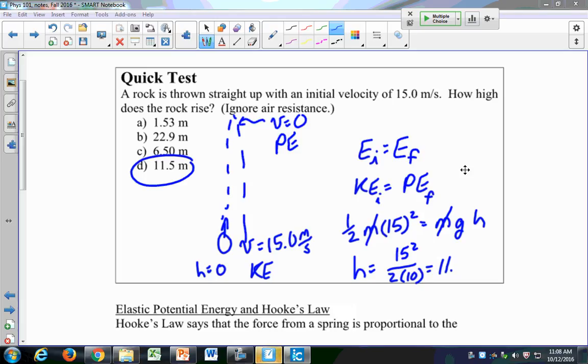I would expect a couple problems like this on the test, where I'm asking you the speed or the height at particular points. There's a homework problem like it. Every test you ever find has questions like this. Let's do a few more clicker questions before we move on to Hooke's law.